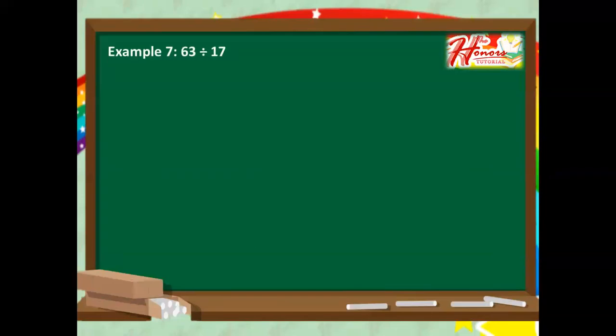We have here our next example, and that is 63 divided by 17. This is how we are going to solve for it. I will be writing the word solution here below to indicate that this is our solution. Then we write 63 in our dividend's place, meaning inside the division symbol. And 17 is our divisor, so it should be outside the division symbol.